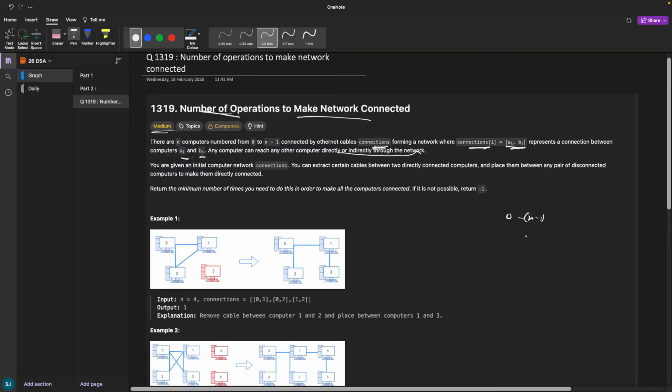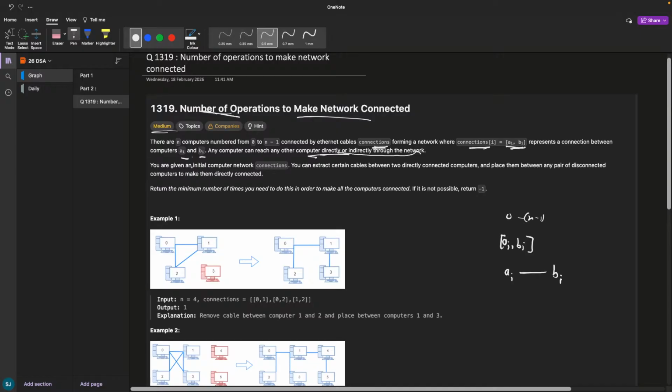I mean, it's very obviously a graph question. You can see the picture. Even if there was no picture involved, you'd have a_i and b_i, and it says there's a connection between a_i and b_i. This is the most giveaway part. This is a graph question.